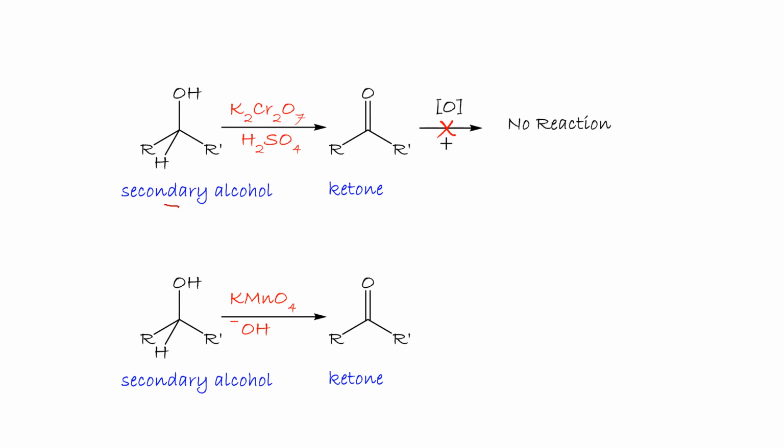Reacting secondary alcohol with potassium dichromate and sulfuric acid, which we call chromic acid, will give ketone. Secondary alcohol with potassium permanganate in basic medium will give again ketone. So this is oxidation of alcohols. If we react primary alcohol with chromic acid or potassium permanganate in base, that will lead to the formation of carboxylic acid. But secondary alcohol will give ketone and stop.